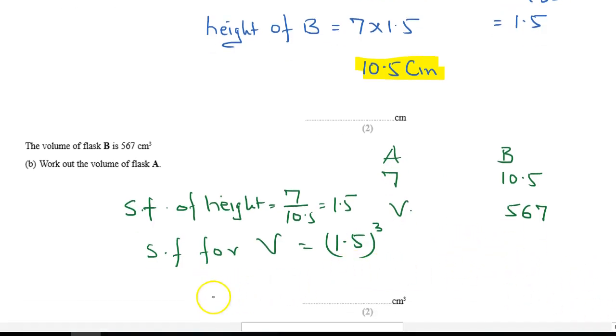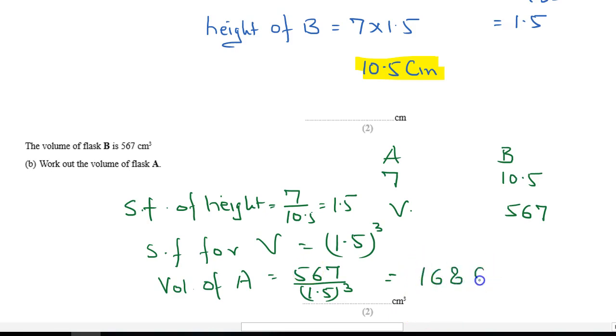So the volume of A will be 567 divided by 1.5 cubed. That is 168 centimeters cubed. That is the volume of flask A.